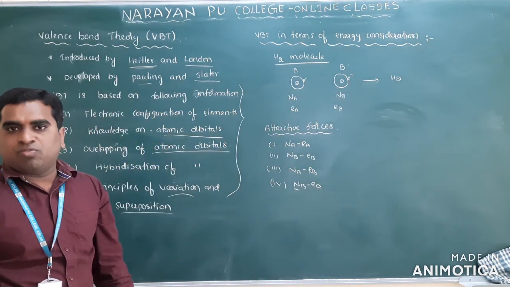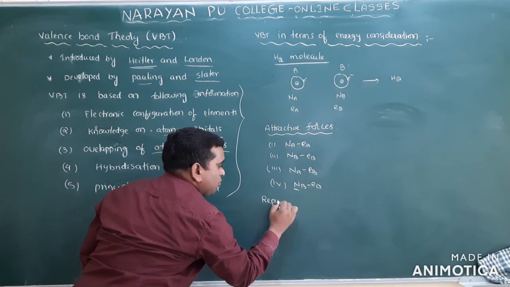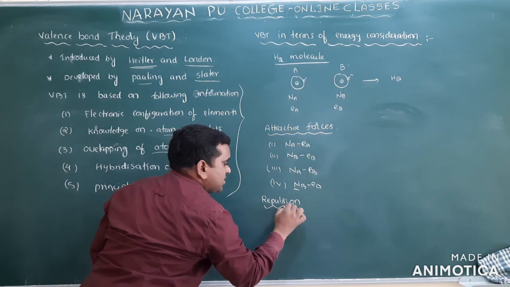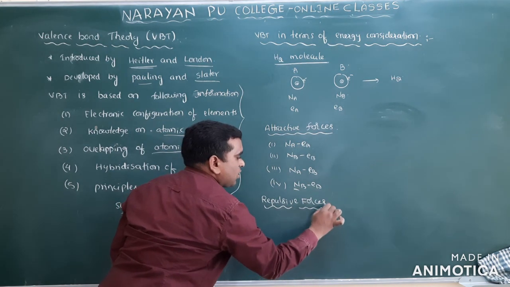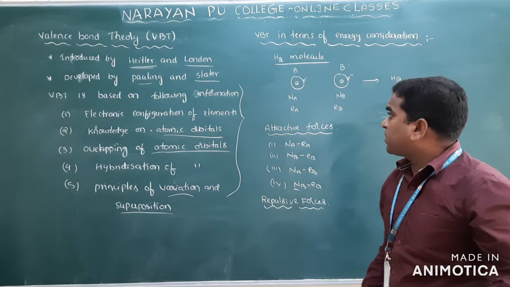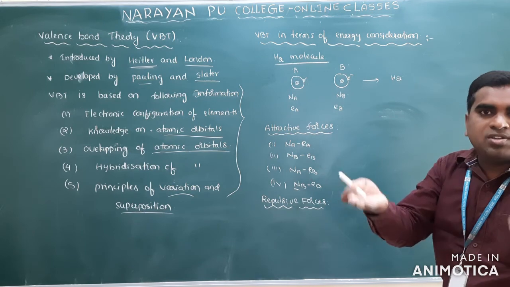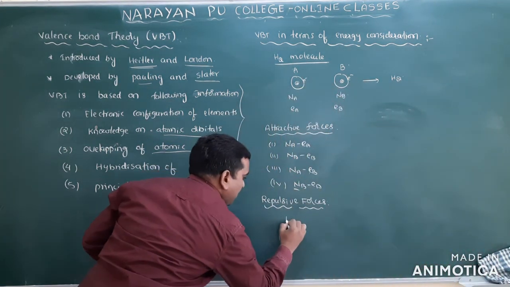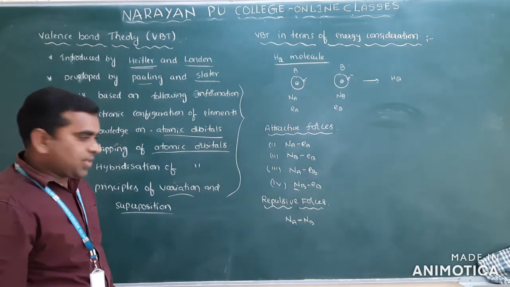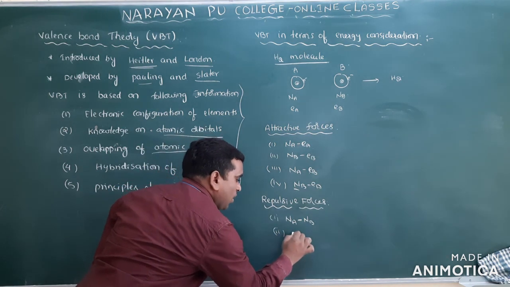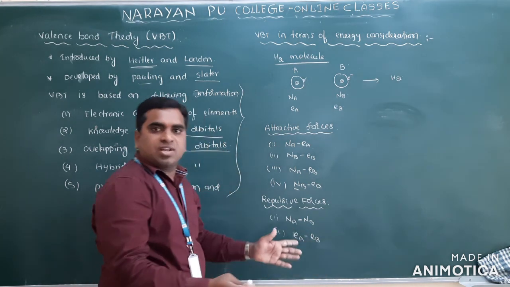These are the attractive forces. Sorry, and next, repulsive forces also exist. What are the repulsive forces you can observe? Repulsions mean positive charge with positive charge, same charges repel each other. Repulsion takes place between the nucleus of one atom and the nucleus of another atom. That is one. And the second one is the electron of one atom and the electron of another atom. Both have the same charge, so there will be repulsion.